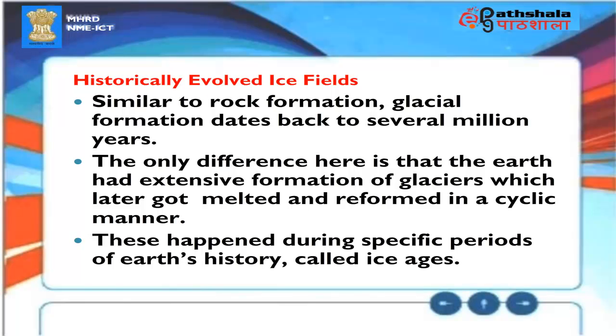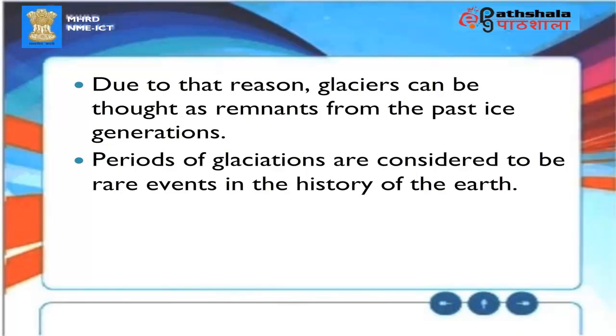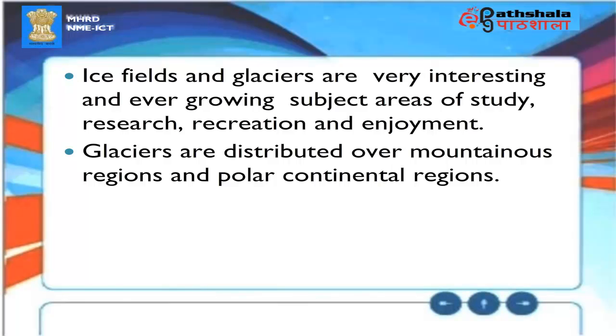Historically evolved ice fields. Similar to rock formation, glacial formation dates back to several million years. The only difference here is that the Earth had extensive formation of glaciers, which later got melted and reformed in a cyclic manner. These happened during specific periods of the Earth's history called ice ages. Due to that reason, glaciers can be thought as remnants from the past ice generations. Periods of glaciations are considered to be rare events in the history of the Earth. Ice fields and glaciers are very interesting and ever-growing subject areas of study, research, recreation, and enjoyment.